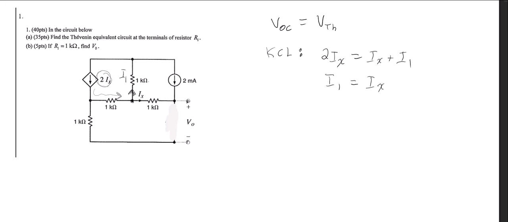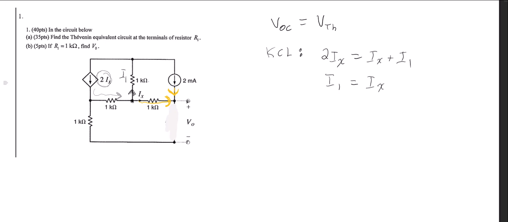Now, I also can see, if I look at this bottom right-hand corner here, this is Ix in this direction. This is open. The whole point of V open circuit is that it's open. I have a current source right here saying that I have 2 milliamps going down. Well, it's the same current. They're in the same place, and they're in series. And so Ix is the same current as this 2 milliamps. It's drawn going in the other direction.